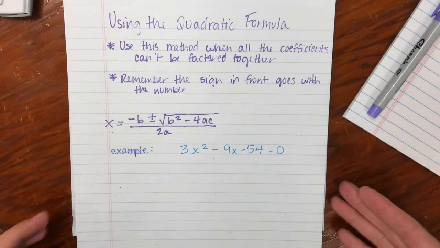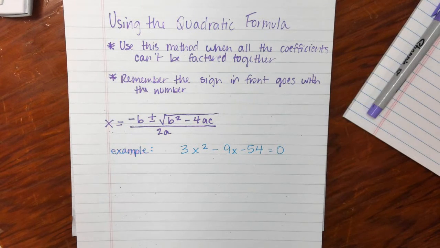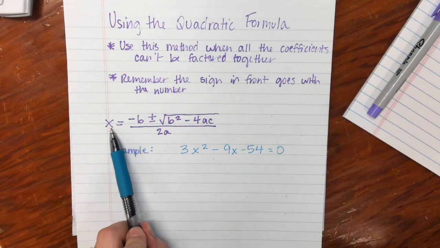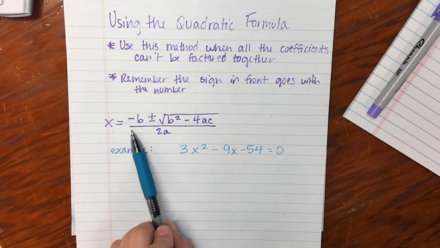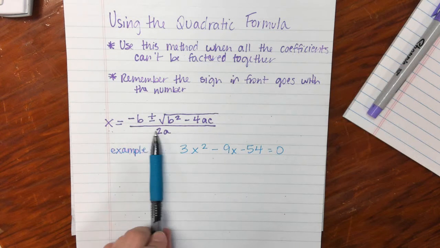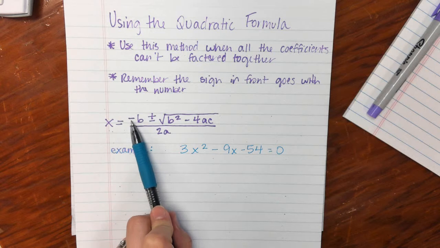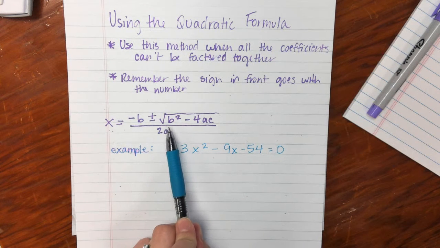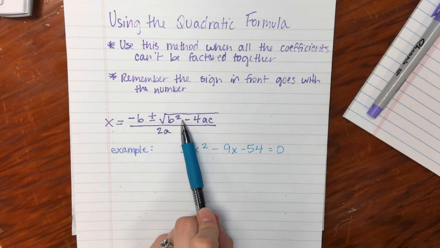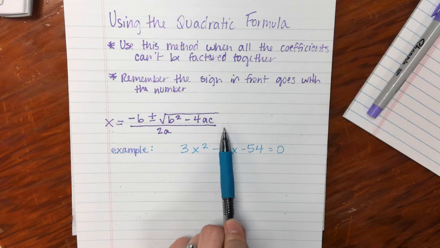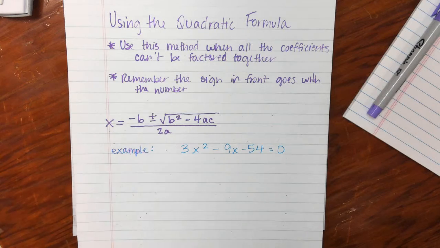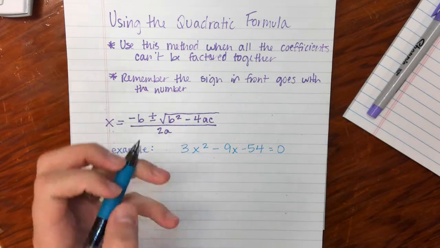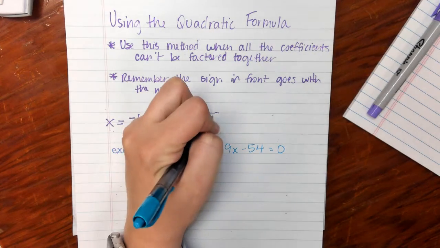Alright, next we are going to look at using the quadratic formula. So the quadratic formula here is when we're trying to find a solution for x, we put it in the quadratic formula. So the opposite, or negative b, plus or minus the square root of b squared minus 4ac, and that's all over 2a.